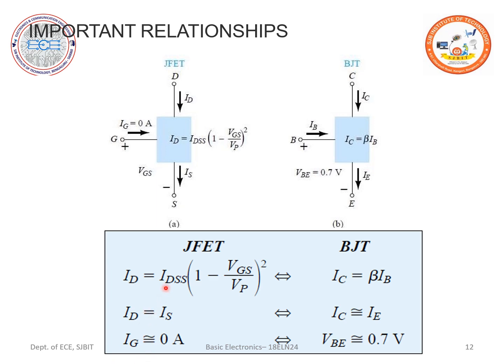Now ID is equal to IS, and IG is approximately equal to 0 ampere. When we go for the BJT, I can say my collector current is given by beta into IB, IC is approximately equal to IE, and VBE is equal to 0.7 volt. So these are some of the important relationships that we have between the JFET and BJT.